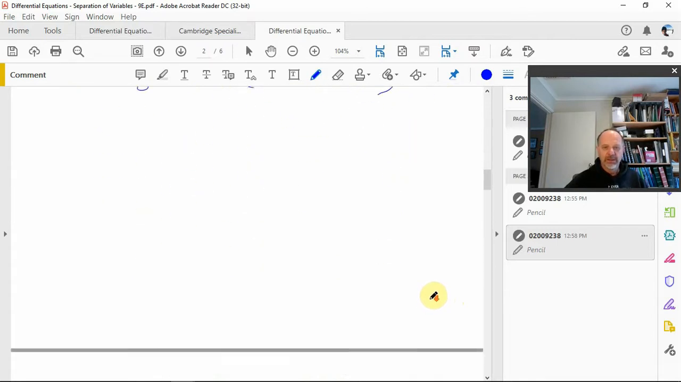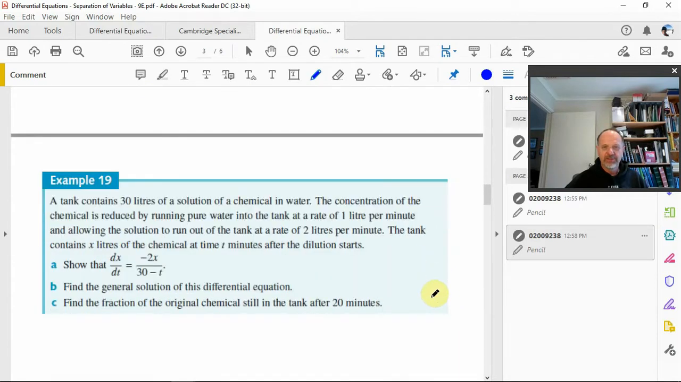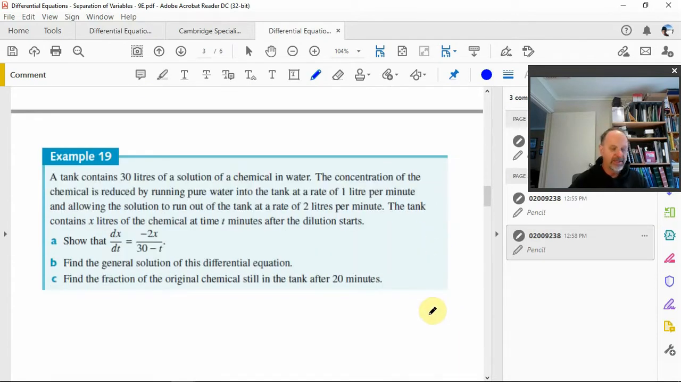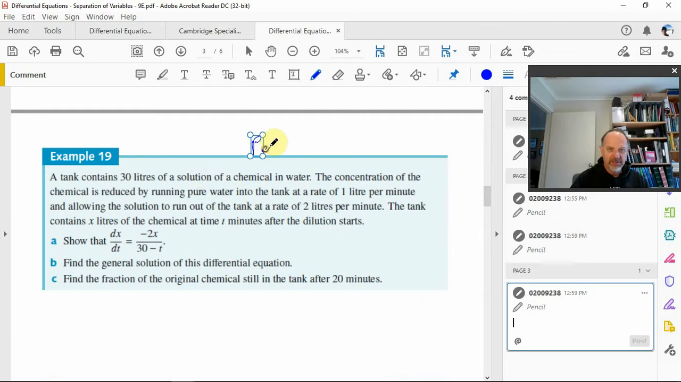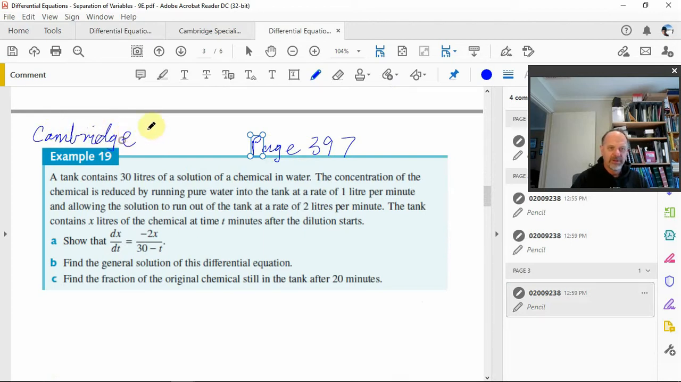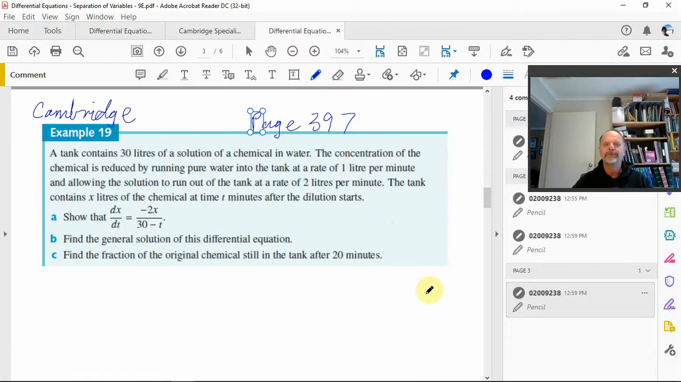All right, another example. This example's in the textbook, the Cambridge textbook, on page 397. And it says here, a tank contains 30 litres of solution of chemical in water.